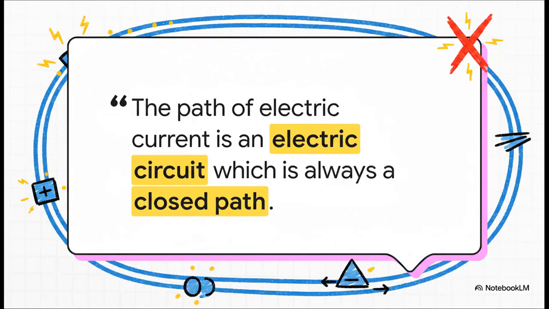But here is the number one most important rule. That path has to be a closed loop. The current has to start at its source, flow through all the different parts of the circuit, and make its way all the way back to the beginning. If there's any break in that loop, anywhere at all, the whole system just shuts down. It sounds simple, but this idea is the absolute bedrock of everything we do with electronics.